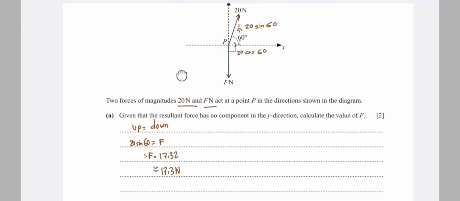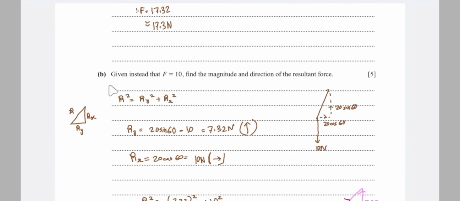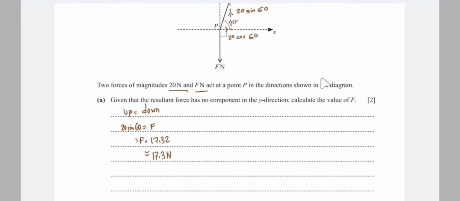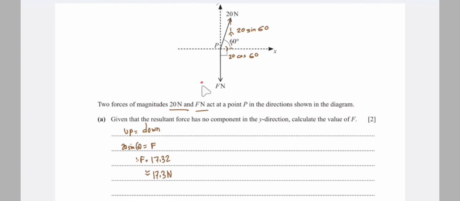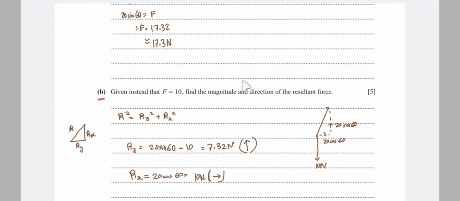Question number 2, part B. Given instead that F is equal to 10, find the magnitude and the direction of the resultant force. So we have given that the value of F is 10. Now what is the direction and magnitude of the resultant force?